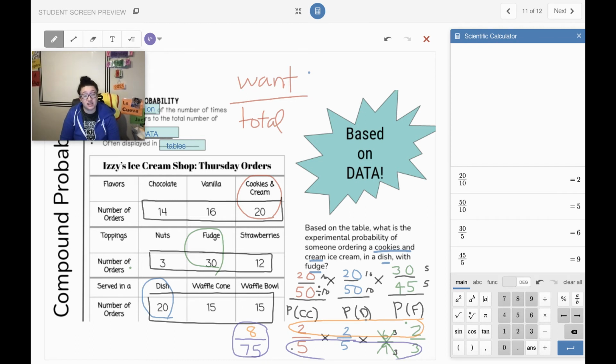That's a lot of work, isn't it? 3 probabilities you have to find. You have to simplify the fractions. You have to multiply them all together. There are a lot of steps. And these data ones are a little trickier. But we still need to be able to do them.